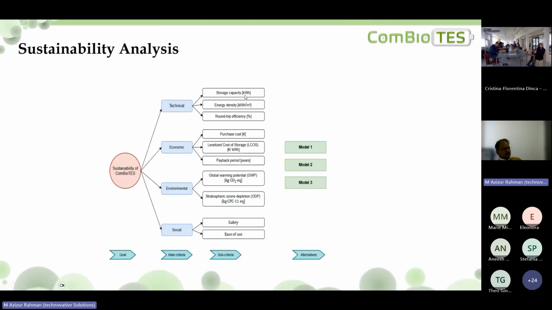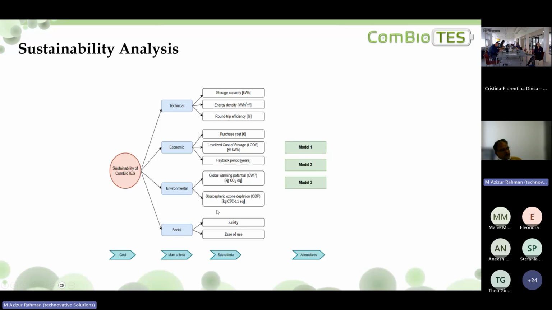So what we did, we developed the tool in a way that it can develop different hierarchies. Here there are 3 levels of hierarchy. Sustainable ComBioTES is our goal, and then we consider technical parameters, economic parameters, environmental parameters, and social parameters. These are the criteria that we selected for this exercise in the ComBioTES. And we define 3 options: model 1, model 2, and model 3, with different capacity and different other parameters.